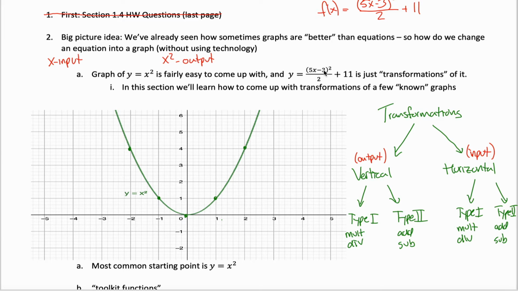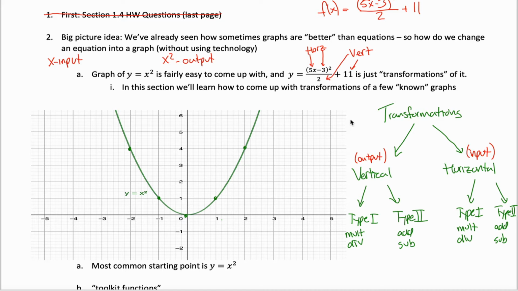So the 5 and the negative 3 are changing the input. These would be horizontal transformations. And then after the function squares that thing, we're thinking about the output of this function, y equals x squared. After the squaring, we're dividing by 2 and adding 11. It's the output of this function that we're dividing by 2 and we're adding 11 to. Therefore, this 2 and this 11 would both correspond with vertical transformations.